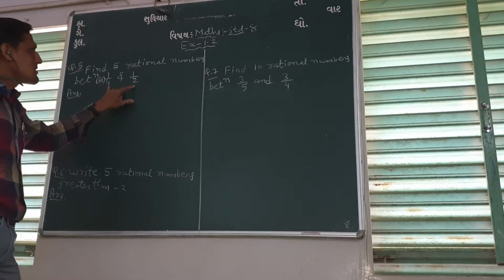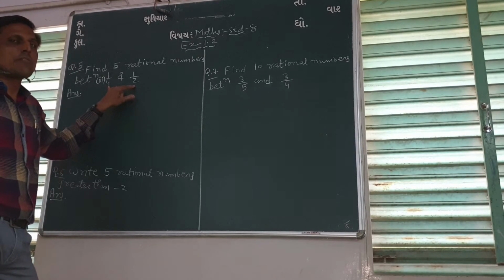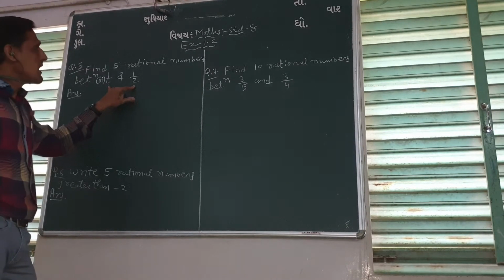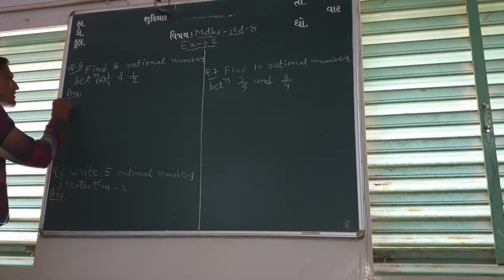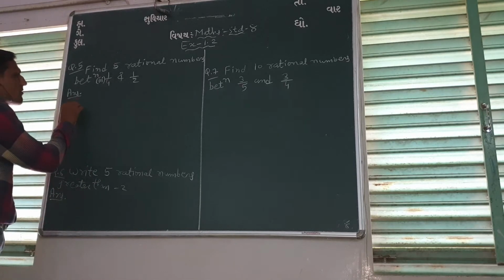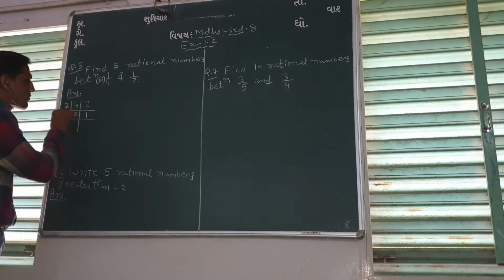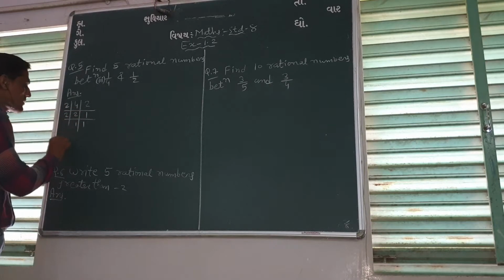What will we do at first? We will take the LCM of 4 and 2. What is the LCM of 4 and 2? So LCM is equal to 4.